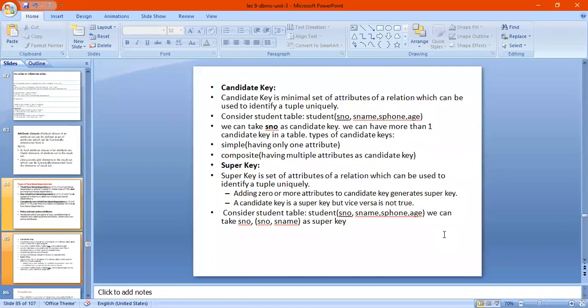A super key is a set of attributes of a relation which is used to identify a tuple uniquely. Adding zero or more attributes to a candidate key is generally called a super key. A candidate key is a super key, but the vice versa is not true. Consider the student table with SNO, S name, S phone and age. We can take SNO as one set, and SNO and S name as another set, in brackets, as super keys.